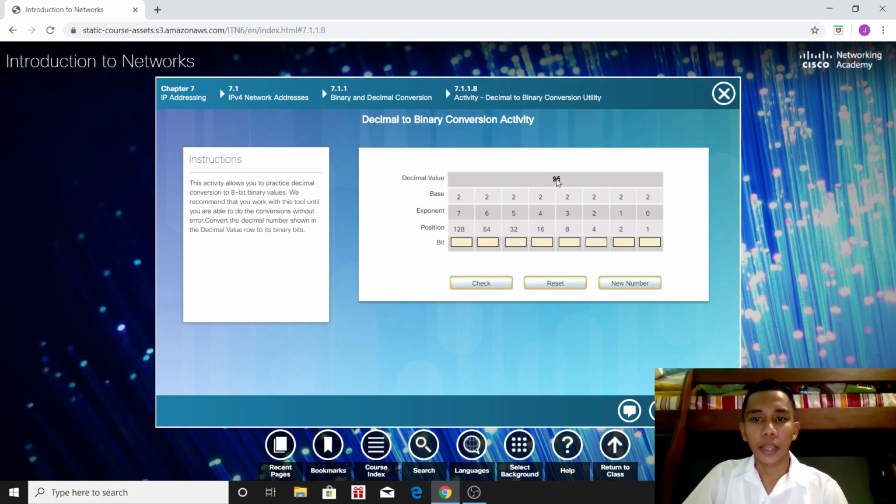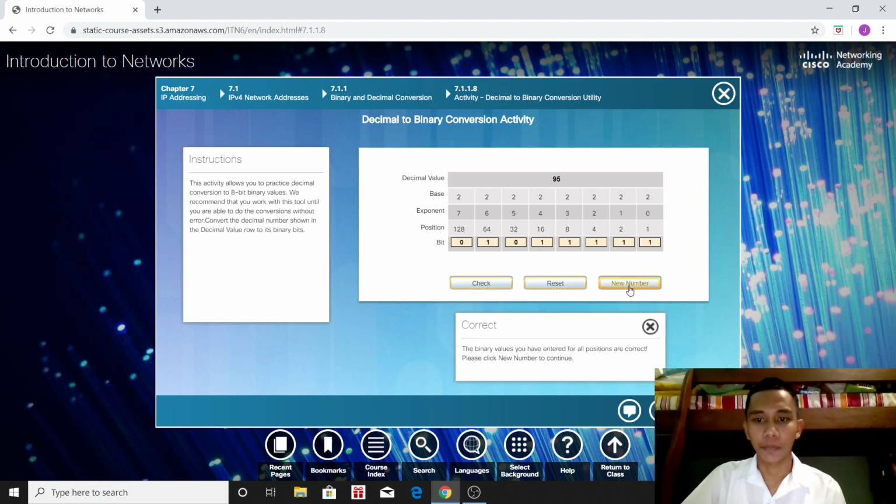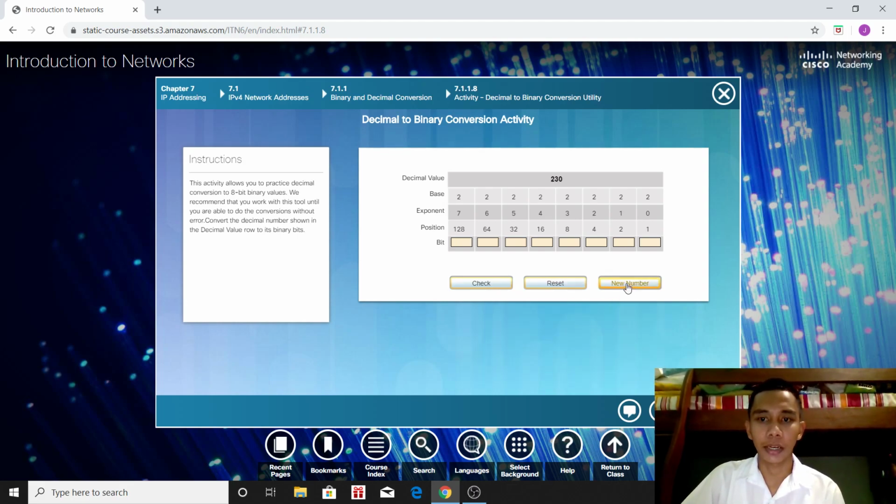So, the decimal value is 95. 128 is closed. 64 is open. 64 plus 32 is 96, so 32 is closed. 16 is open, which makes 80. Then the rest are open. Let's check. Okay, correct. Let's try another one.